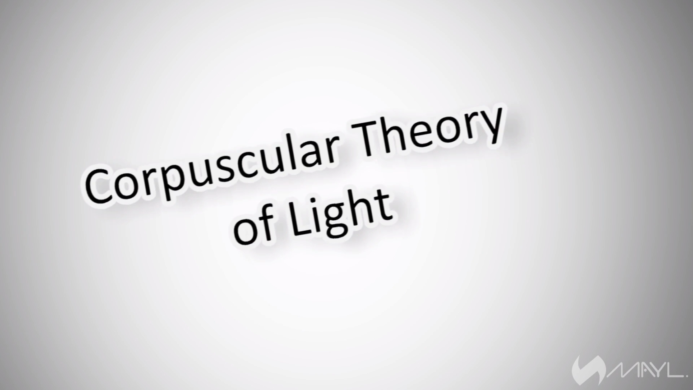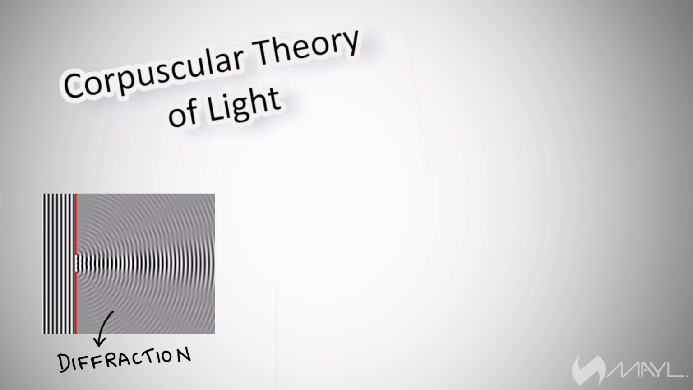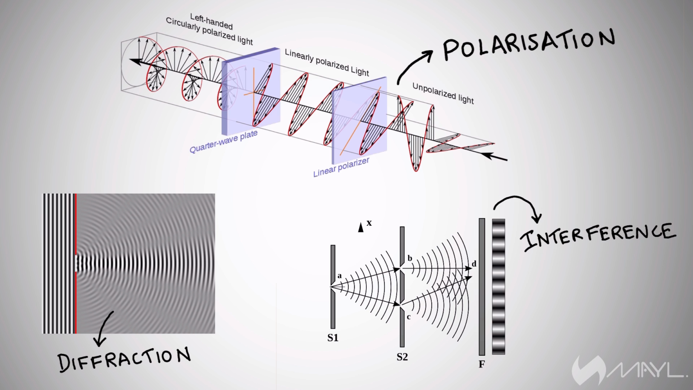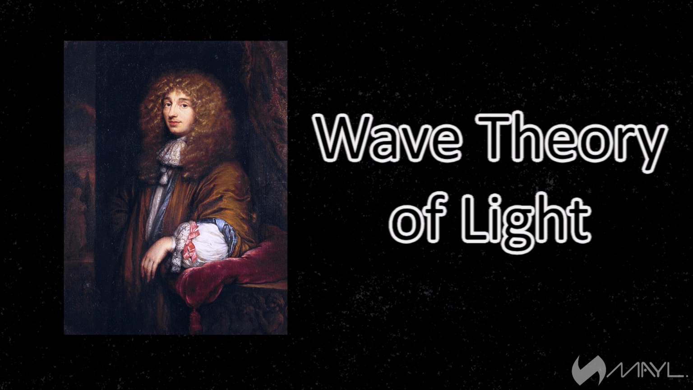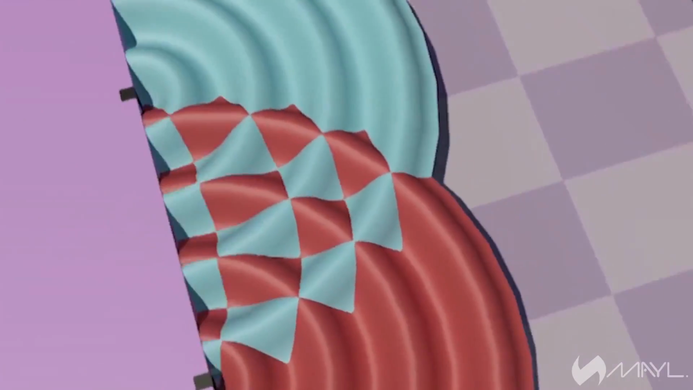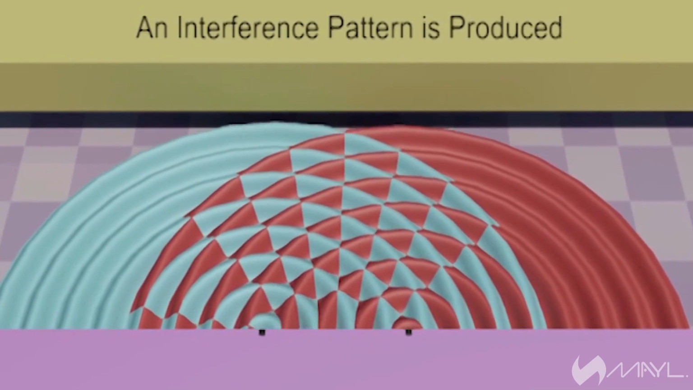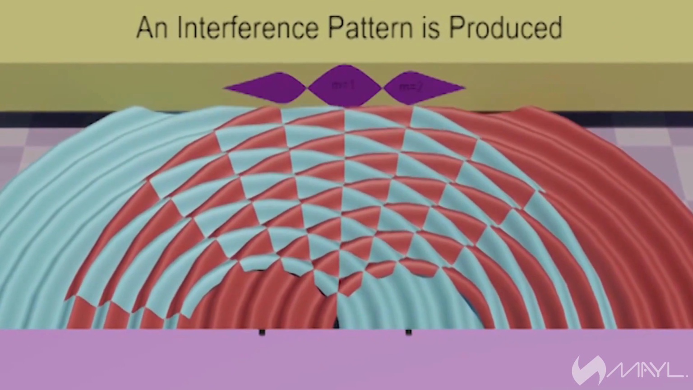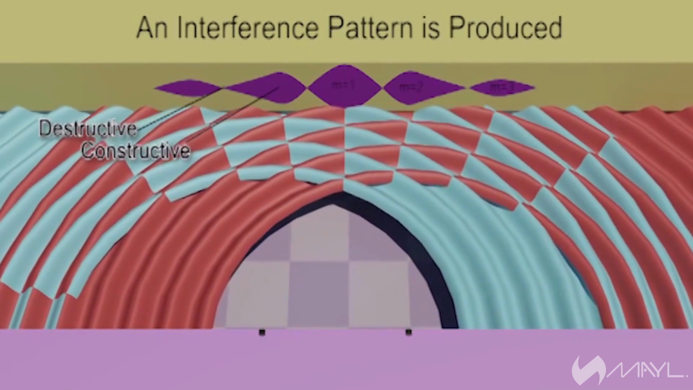Now, one of the main theories that pushed forward the study of light was the corpuscular theory of light, which lasted for more than a century but failed to explain certain observations like diffraction, polarization of light, and interference. Then came Christian Huygens' wave theory of light in 1678, for which a solid proof that light waves can interfere with each other, thereby creating an interference pattern instead of just a spot of light, was given by Thomas Young with his double slit experiment.